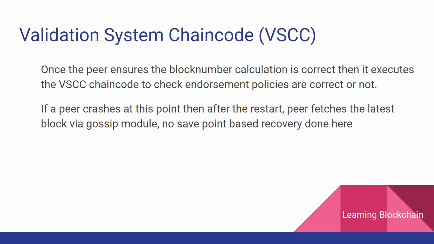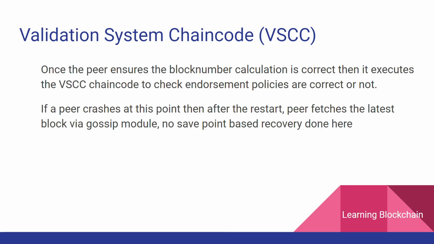But one thing you need to know is that if a peer crashes at that point, then after the restart, whenever you restart the peer again, the peer fetches the latest block via the gossip module. No save point based recovery is done here. Save point based recovery would mean that if the peer crashes at this moment and you restart the peer, whatever it has done using the gossip module would be stored.